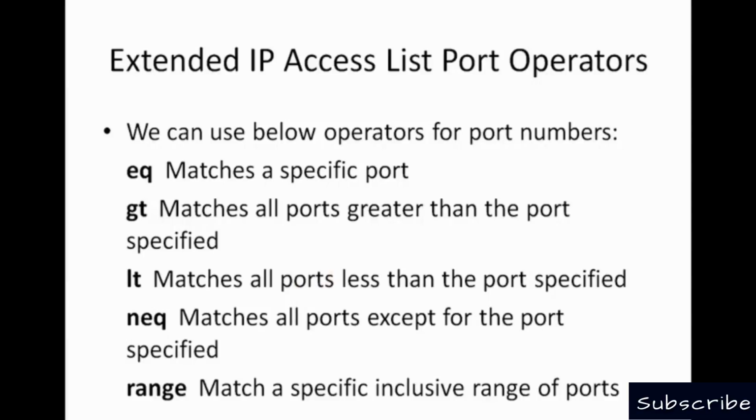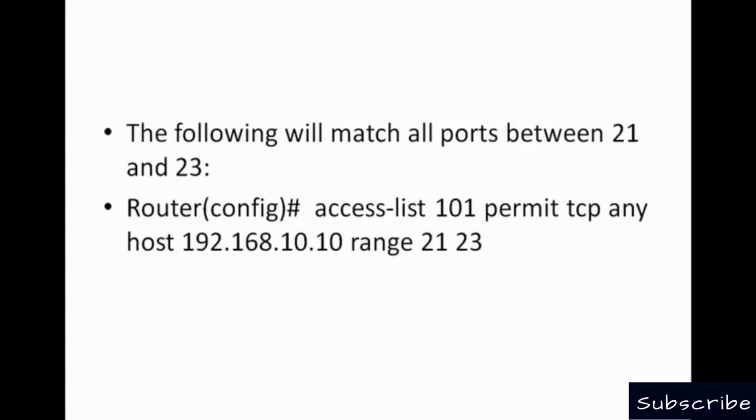Now we will discuss the different operators that we can use. Like we had used EQ, that is equal to 21, in the previous example. But apart from that, we can also use other operators too, like GT, that is greater than, LT, that is less than a port number, NEQ, not equal to, if you don't want to match that particular port, and a range. When you want to specify a particular range, you can use it like this. Here I had taken access list 101 permit TCP any to host, with range 21 to 23. So 21 and 22 is FTP and 23 is telnet. So it allowed FTP and telnet.